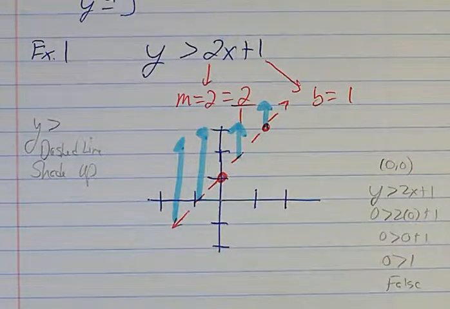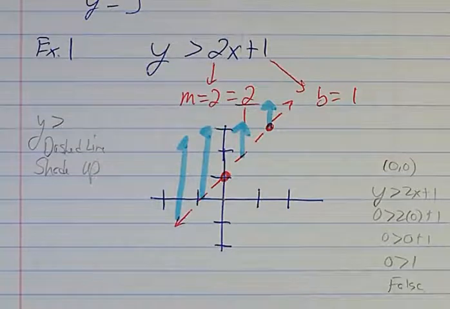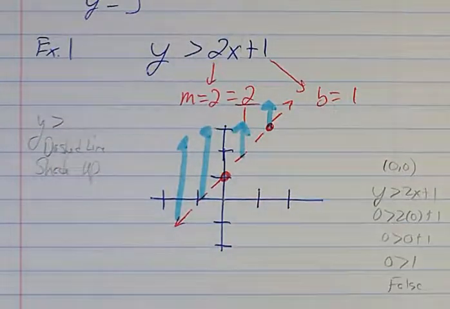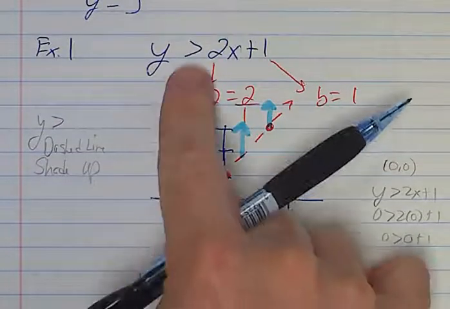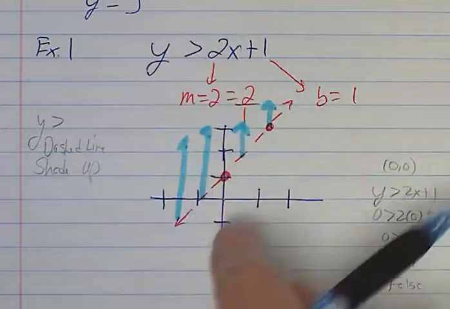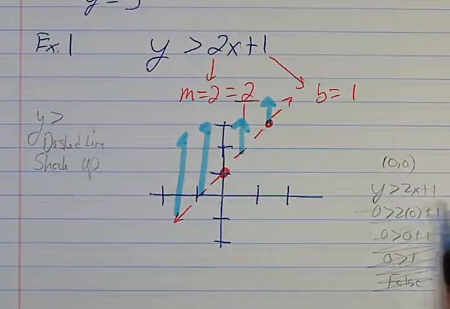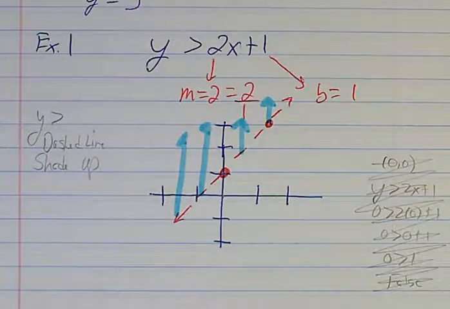Okay, that's great, and if you don't do that, that's fine, but there's a lot easier way. Y greater, you shade up. Y less, you shade down. You don't have to pick a test point. You don't have to plug it in. Just Y greater, you're going up from the line. If it's Y less, you're going down from the line. And that's it. That's all you have to do. So you don't have to do this test point and plug it back in. If you want to, that's great, but there's a much, much faster way to get there.